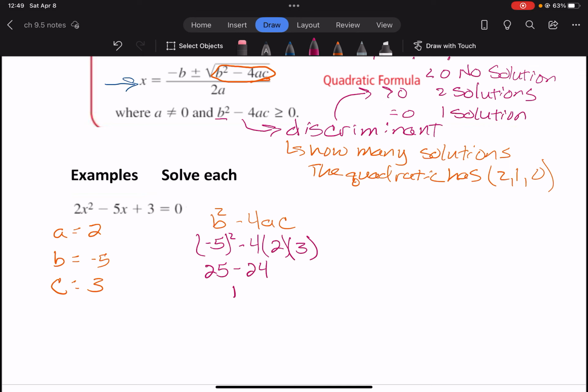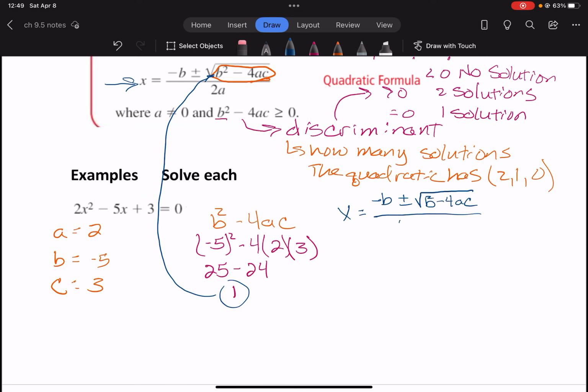So we're going to look at doing the rest of it. I'm going to use the one that I've already calculated and put it under the radical. So I'll rewrite this again. I got x equals minus b plus or minus the square root of b squared minus 4ac all over 2a. I know b squared minus 4ac is 1, so I'm going to do x equals minus b, so that's minus negative 5, plus or minus the square root of 1, divided by 2 times 2.